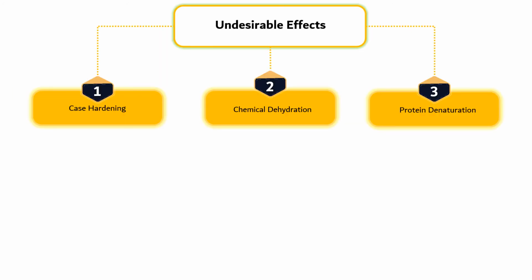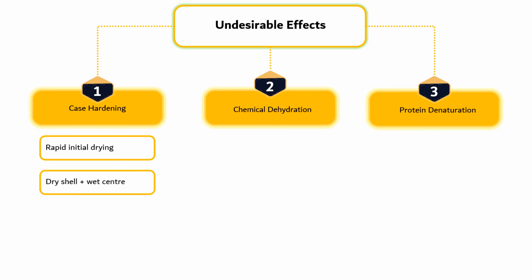There are three most common undesirable effects in drying, particularly case hardening, chemical dehydration, and protein denaturation. Case hardening occurs when the initial drying is so rapid that a shell of dried material is formed around a wet center. The shell is relatively impervious to moisture, so the drying essentially stops. Reducing the initial drying rate so that the shell does not form is the common cure to this problem.